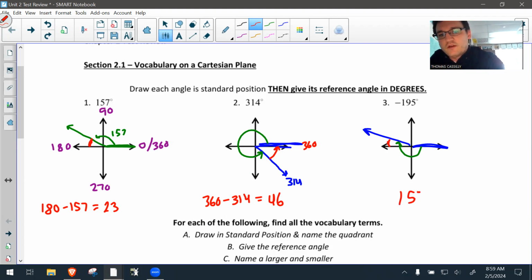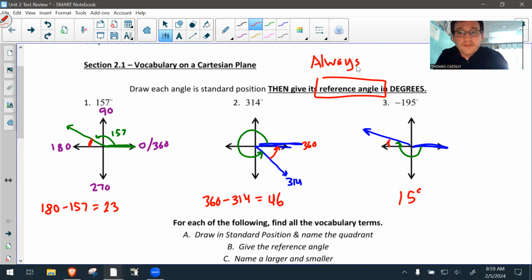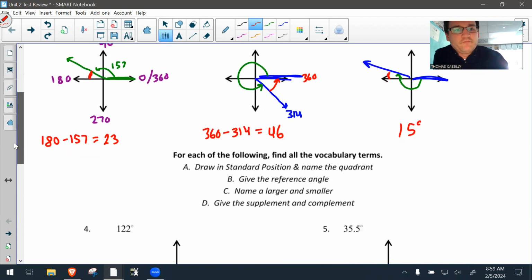Now a reference angle is always positive. I didn't mention this before. Right? But it doesn't matter if we have positive angles or negative angles. That reference angle will always, always, always be a positive number.